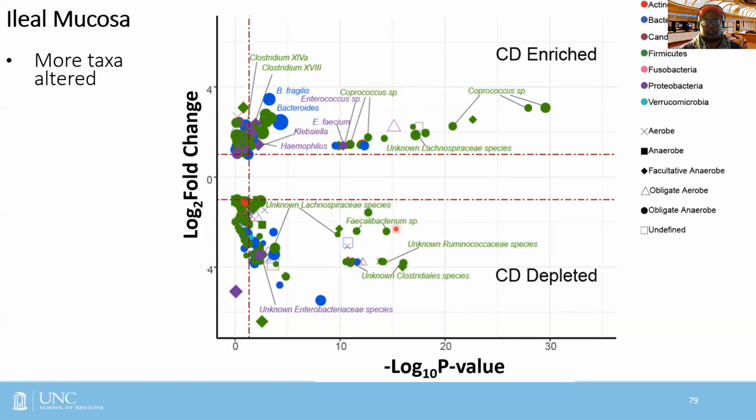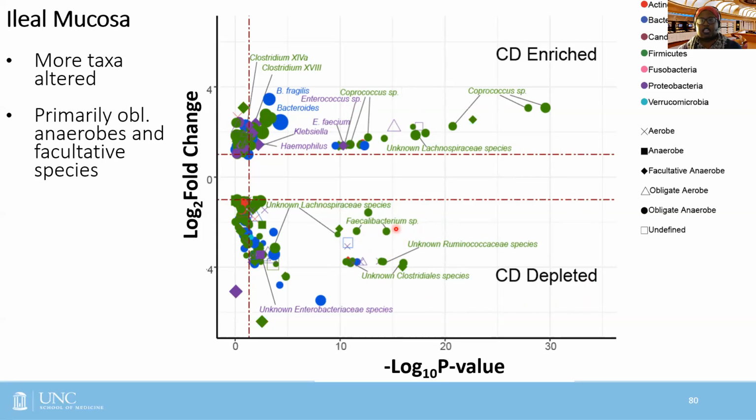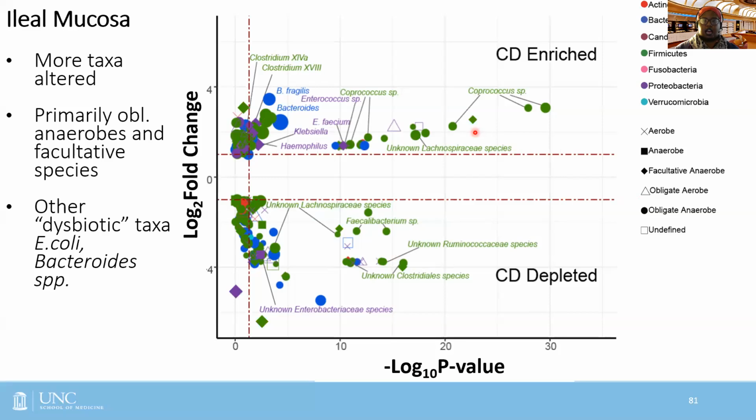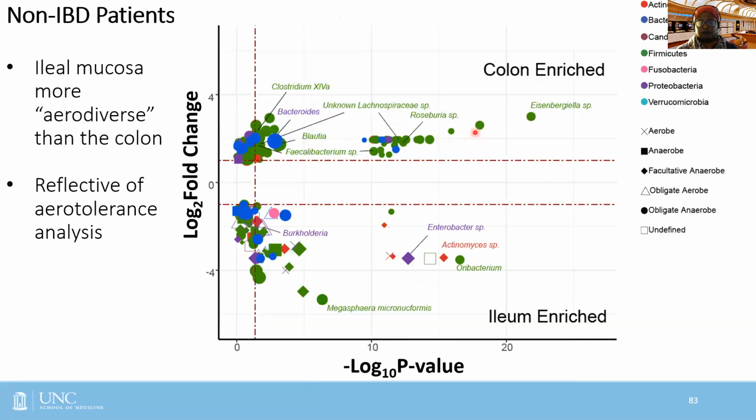As you can also see, there are more taxa altered, and it does seem to primarily involve obligate anaerobic species as well as these filled diamonds, facultative species. And interestingly, unlike the colonic mucosa, these seem to take up around 46% of the relative abundance. So there's a lot of change happening as a whole to the composition of the ileomucosa in the presence of Crohn's disease.